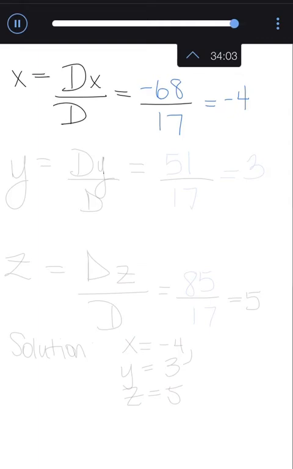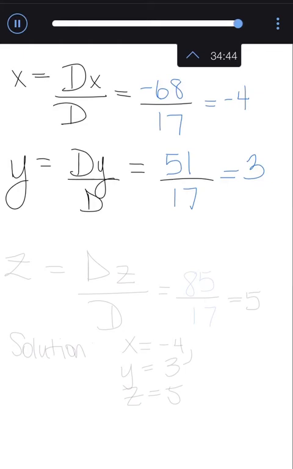Now we do the same thing for y. So moving right along, we would say, well, y equals dy over d. So on top we have that dy, that determinant, was 51, divided by the determinant D, which was 17, so 51 divided by 17 is 3. So what this means is that the value of y for the system of equations is y equals 3.